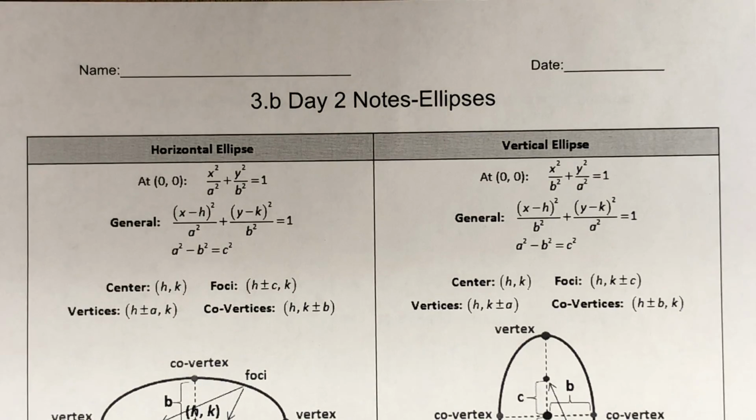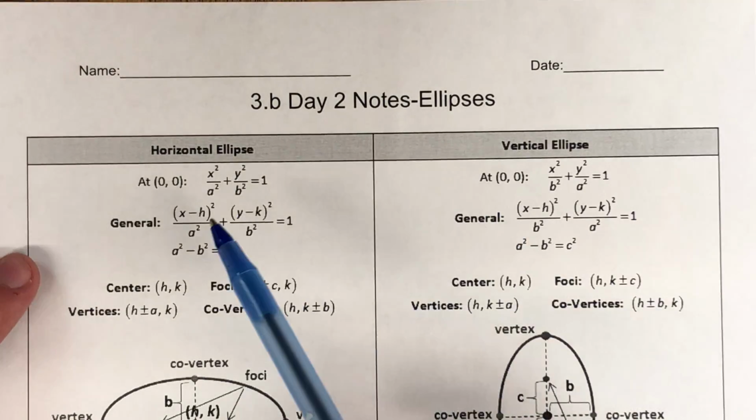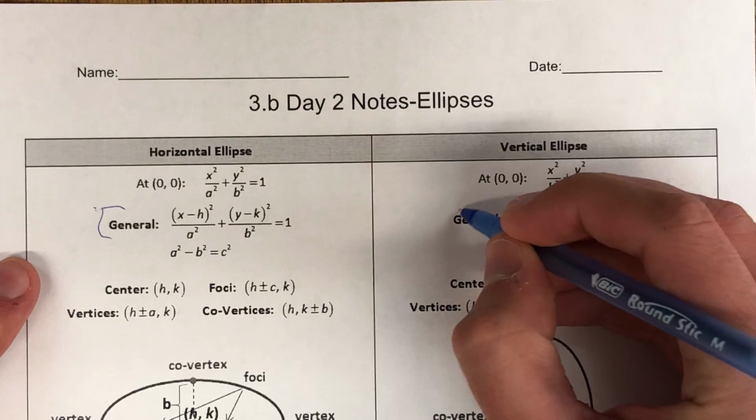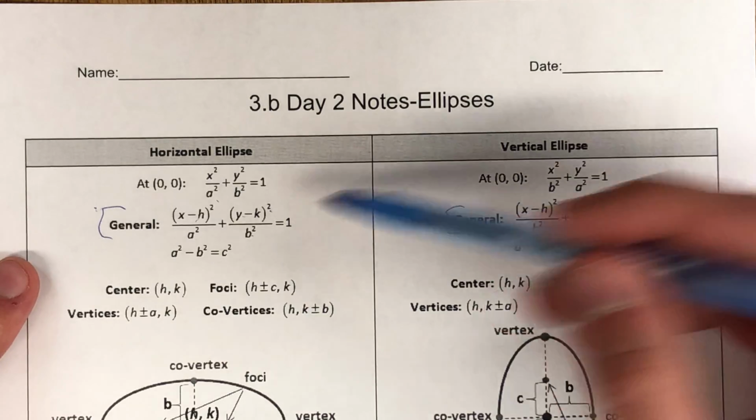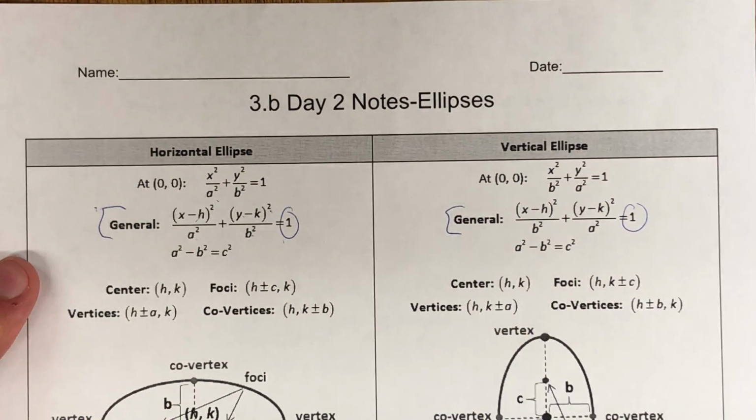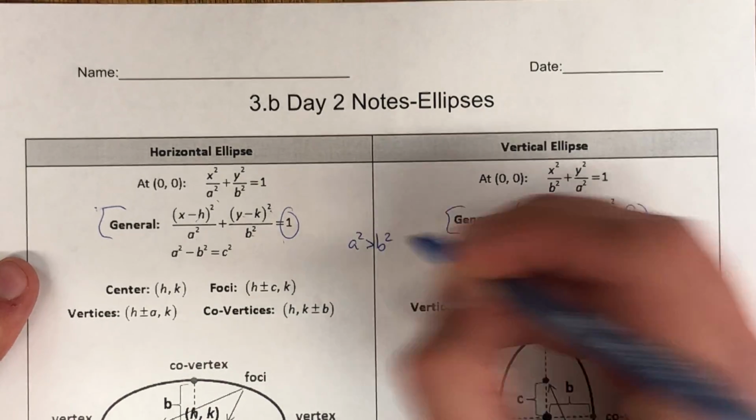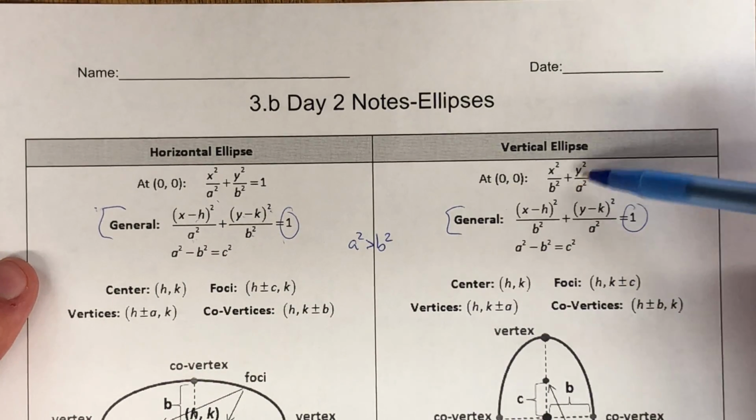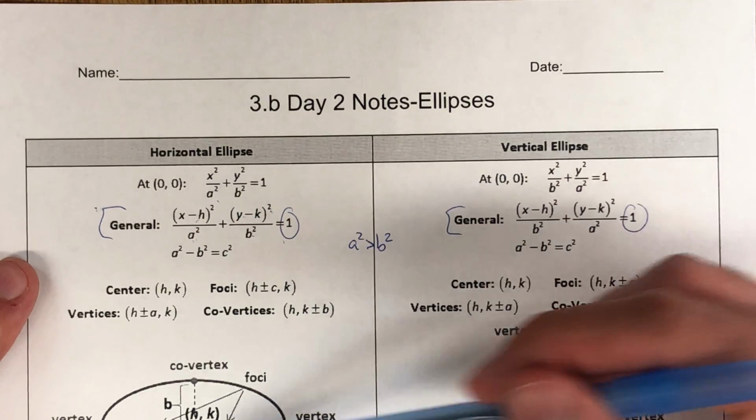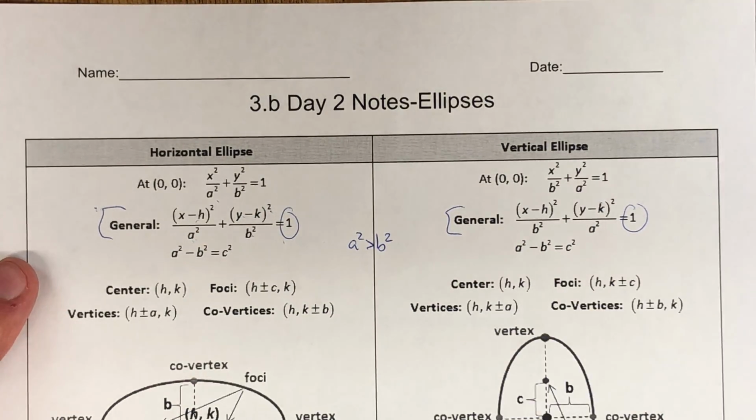Okay, so as we continue to work with ellipses, the equations we're going to focus on are exactly the same as the equations we've seen when we were graphing. So let's just revisit. The general equations are (x minus h) squared over a squared plus (y minus k) squared over b squared. Remember, it's always got to be equal to 1, and a squared is always greater than b squared in both of these. When your a squared is under x, it's horizontal. When your a squared is under y, it's going to be vertical.